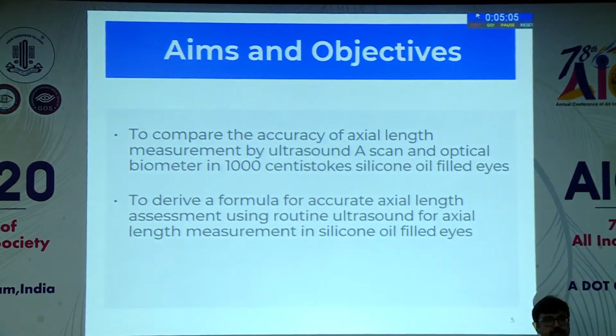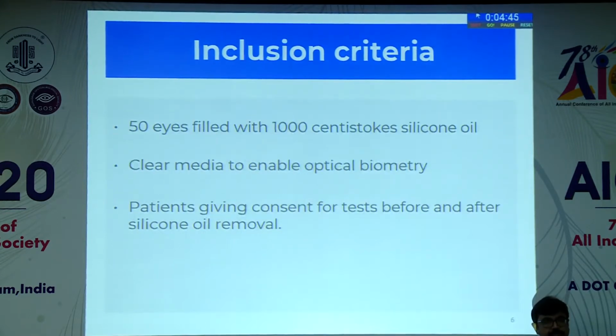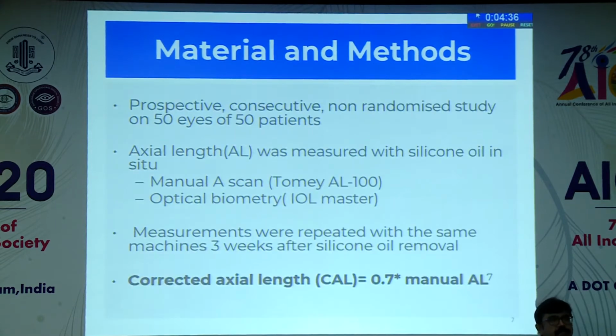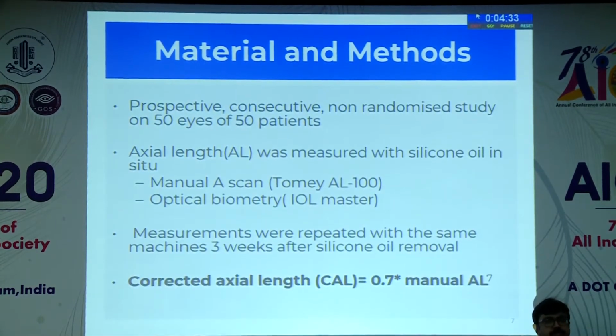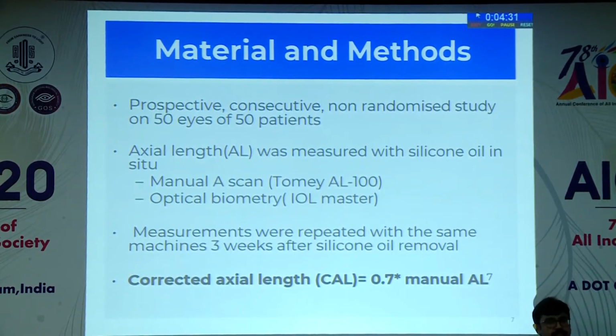My primary aim was to compare the accuracy of axial length measurements by ultrasound A-scan and optical biometer in 1000 centistoke silicone oil-filled eyes. The secondary objective was to derive a formula for accurate axial length assessment using routine ultrasound for axial length measurements in silicone oil-filled eyes. We included 50 eyes with 1000 centistoke silicone oil with clear media and patients who gave consent for tests before and after oil removal. This was a prospective, consecutive, non-randomized study on 50 eyes of 50 patients.